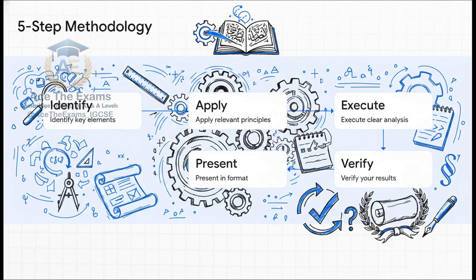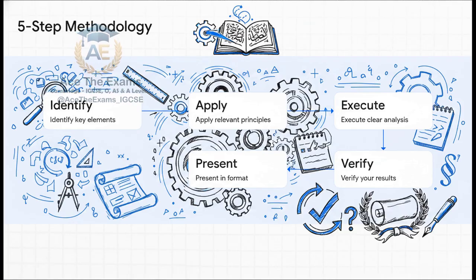Step 3, execute your analysis with clear, logical working. Step 4, verify your results. Ask yourself, does this actually answer the specific question asked? And step 5, present correctly. This is where you ensure your Arabic terminology, grammar, and those complex sentence structures are completely flawless. If you follow this loop, you leave 0 yardage on the field.